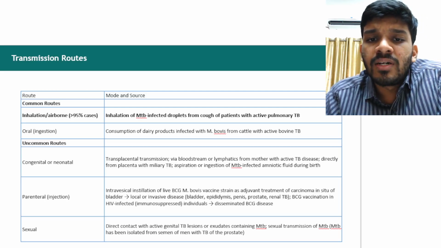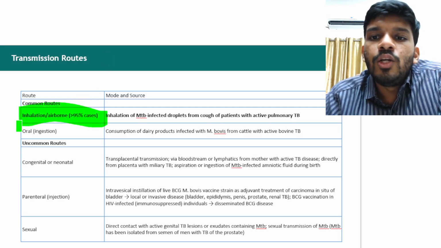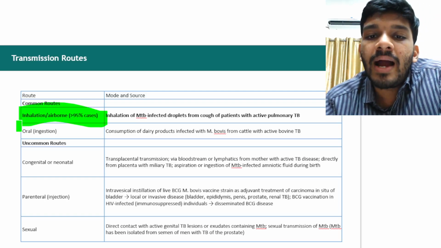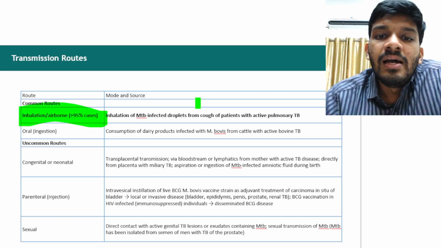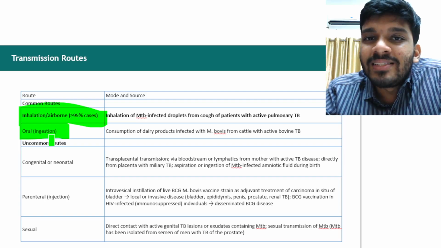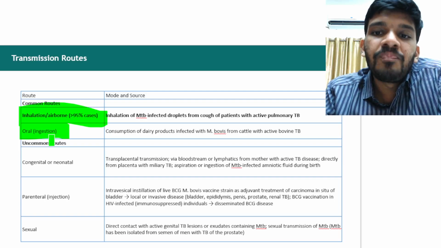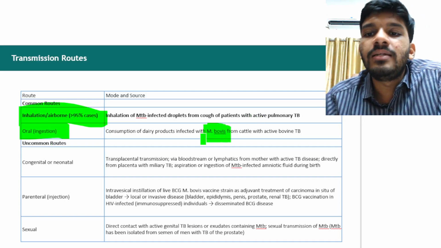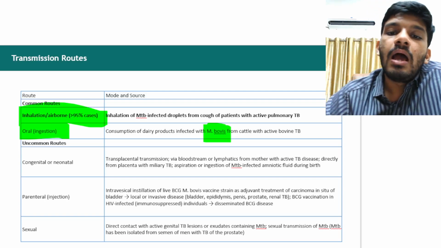And 95% of the transmission is airborne, due to inhalation of cough droplets suspended in the air from active TB. Now, the other method is the oral route. Nobody is swallowing the sputum of TB patients; this is due to unpasteurized milk. You get M. bovis infection, and this is resistant to pyrazinamide.